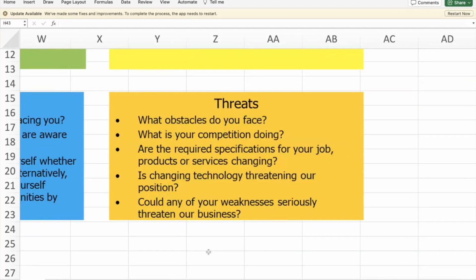And the last quadrant is threats. The questions here include, what obstacles do you face? What is your competition doing? Are the required specifications for your job, products, or services changing? Is changing technology threatening your position? And could any of your weaknesses seriously threaten your business?